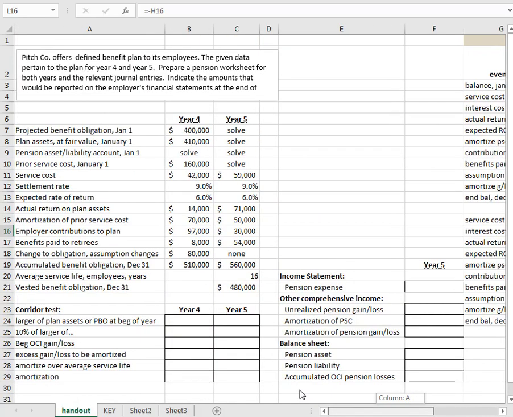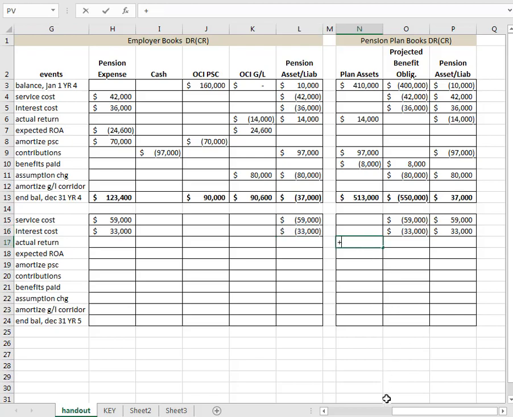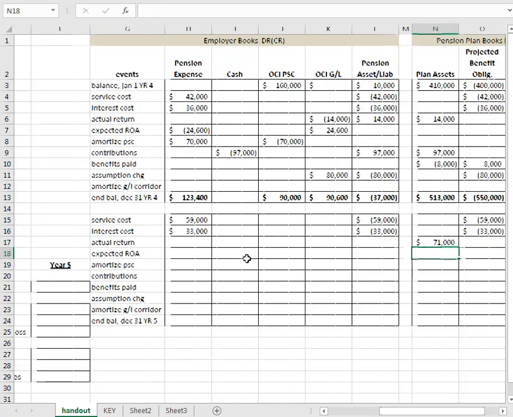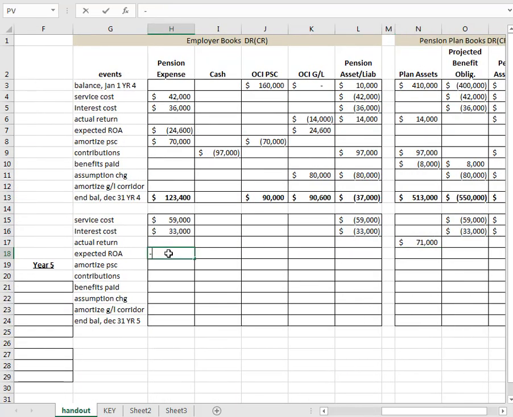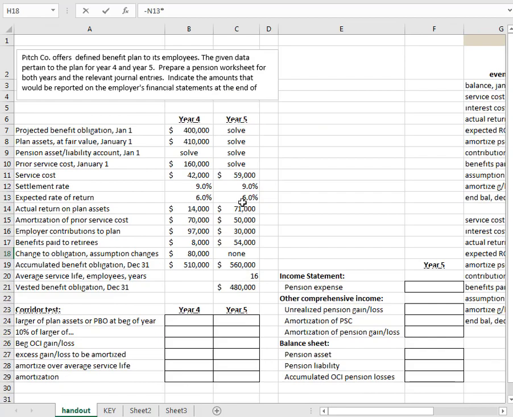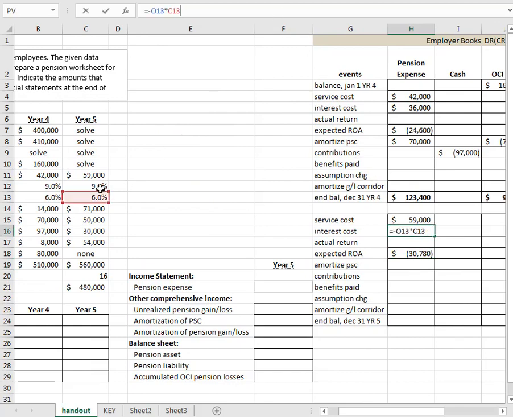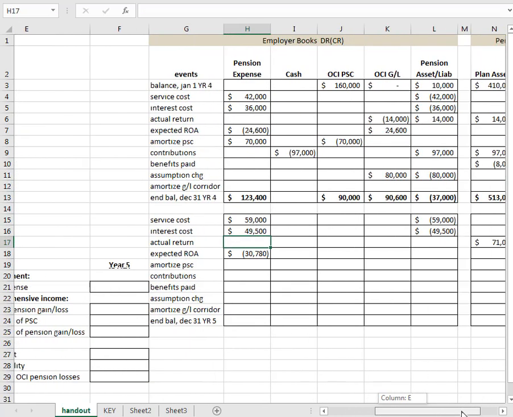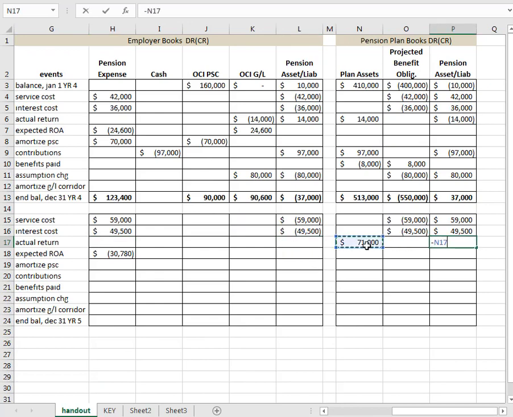All right, the actual return is that 71, so that's going to go into the pension assets. And then the expected return is going to be offsetting pension expense, and that's going to be beginning assets times the expected return on asset rate. Did I do interest expense times that 6%? I sure did. Let's fix that. You probably noticed that. So that's fixed. All right, let's complete these here. And that's going to go into OCI. Of course, you can do this as one line, netting the minus 40 to 20, if you like.